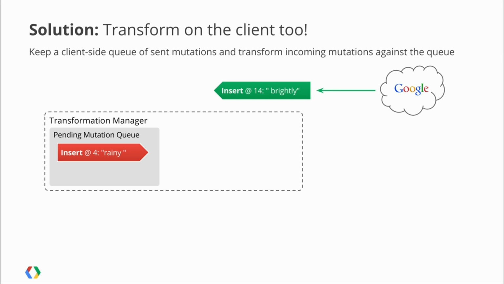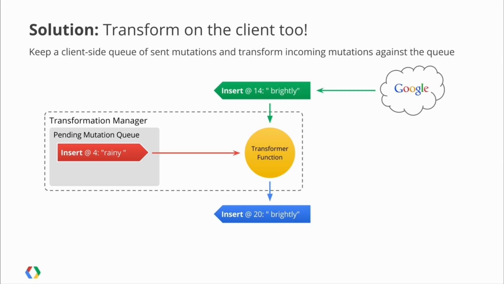Let's say the server sent out Bob's mutation unmodified. Well, this transformation manager on the client notices that Bob's mutation needs to be transformed because it was not made with respect to Alice's mutation. So we send all the mutations from the pending queue and the mutations from the server through this transformer function, which is the same as it is on the server, and we get the fixed result, and everything's fine now.